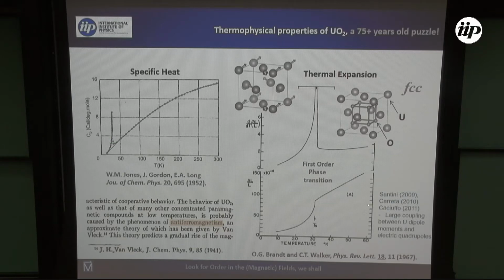Recent work by Santini, Carretta, Caciuffo, mostly in Italy, I think, have proposed that a large coupling between the uranium dipole and electric quadrupoles in the unit cell are responsible for the first order nature of this antiferromagnetic transition.